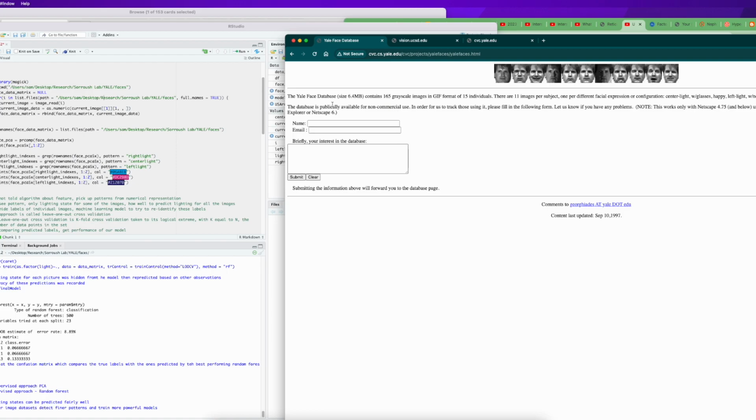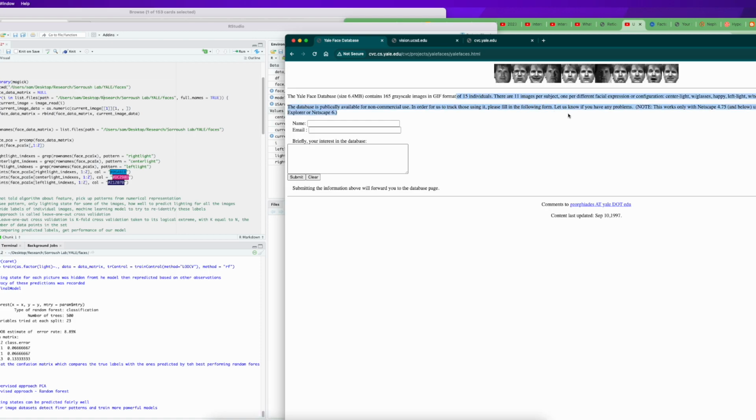So basically, there's 165 grayscale images in GIF format of 15 individuals, and then they have 11 images for each of these subjects. So 11 times 15 is the 165. They have different facial expressions, and then there's also different configurations of light. So in terms of configurations of light, center light, left light, right light, and then they have different facial expressions, so like surprised, wink, happy. This database, you can use it as well.